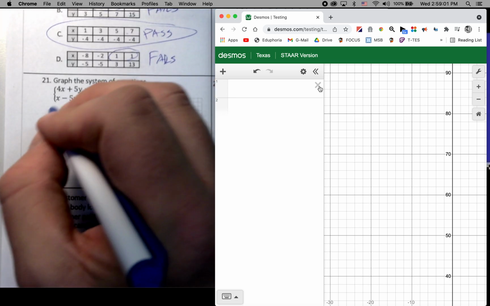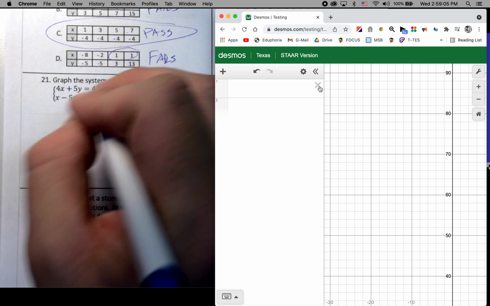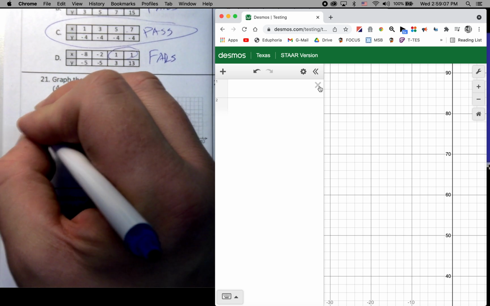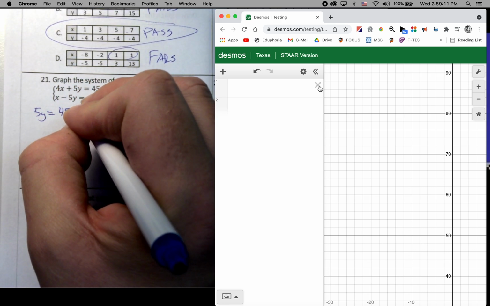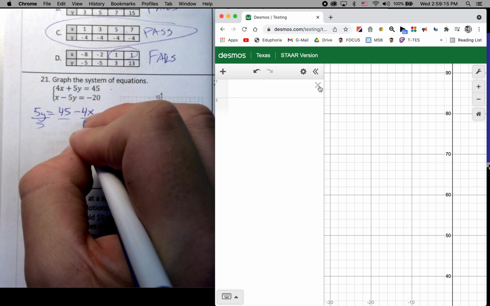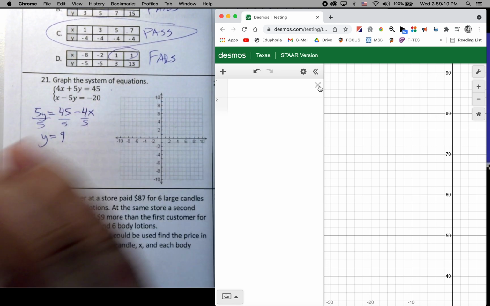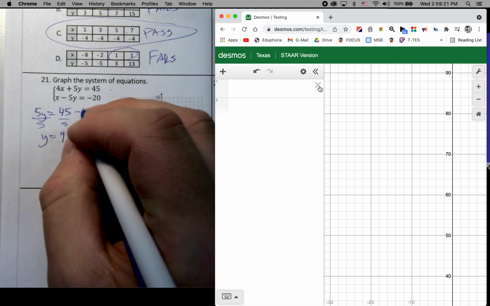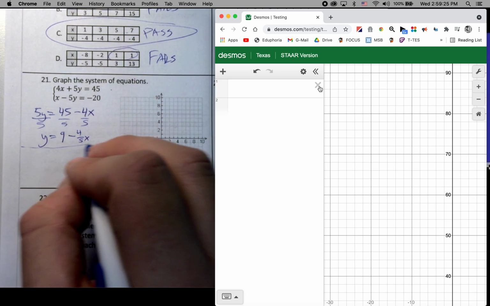So this first one, 4x plus 5y equals 45. Well, if I move that 4x to the other side, it now becomes 5y equals 45 minus 4x. And then I'm going to divide everything by 5. So y equals 45 divided by 5 is 9. And then I'm just going to leave that as a fraction, minus 4/5 x. Okay? And then I'll do the same thing here.